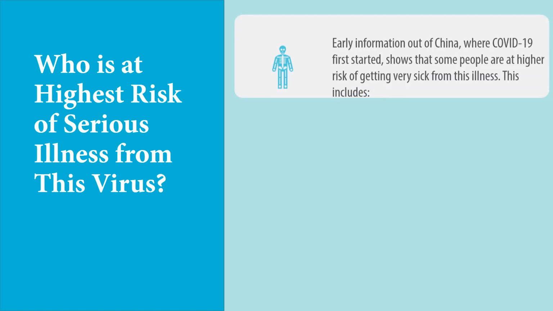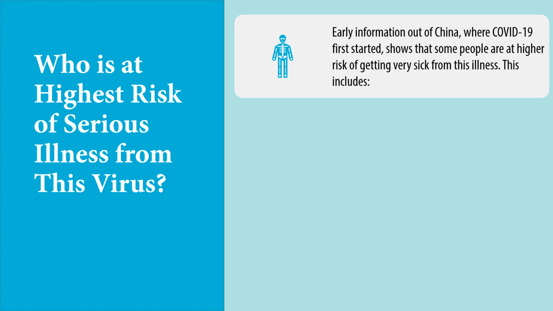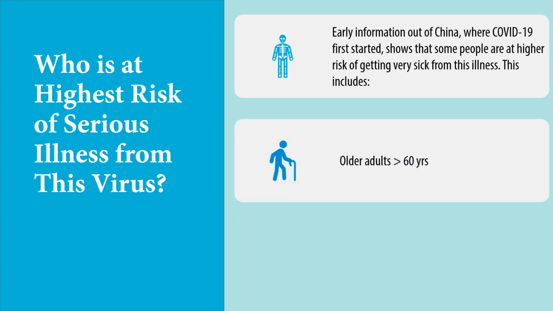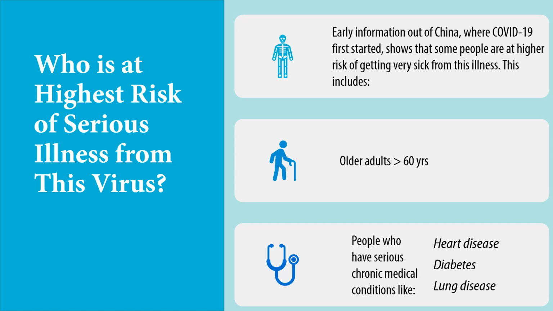One of the things we learned from the outbreak in China is who is at highest risk of being seriously ill if they contract this virus. It is older adults, people over age 60, and with each decade as they turn 70 and 80 and 90, they are more and more at risk of becoming seriously ill with this virus. Also, people who have serious chronic medical conditions like heart disease, diabetes, or lung disease, if they contract this virus, may become quite ill.